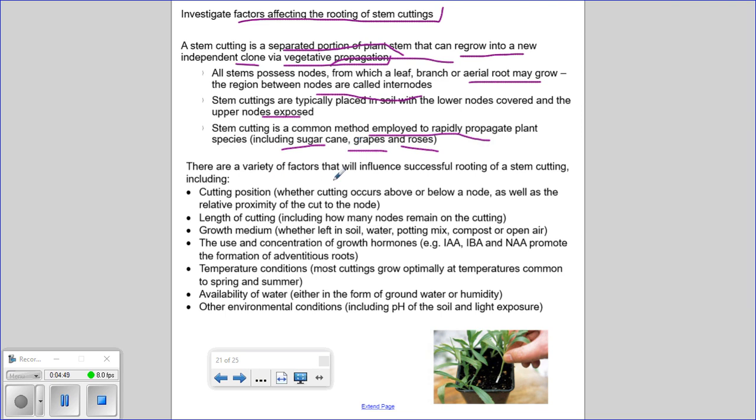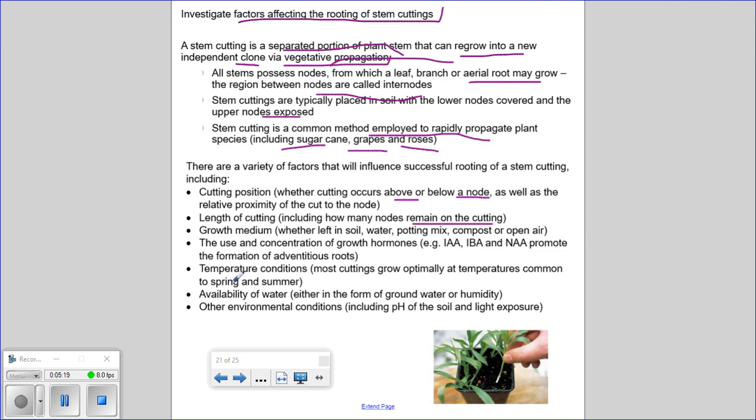Now, there are a variety of factors that will influence successful rooting of a stem cutting, which includes the cutting position, whether the cutting occurs above or below a node, as well as the relative proximity of the cut to the node. The length of the cutting, including how many nodes remain on the cutting, as well as the growth medium, whether left in soil, water, potting mix, compost, or open air, and the use and concentration of growth hormones.